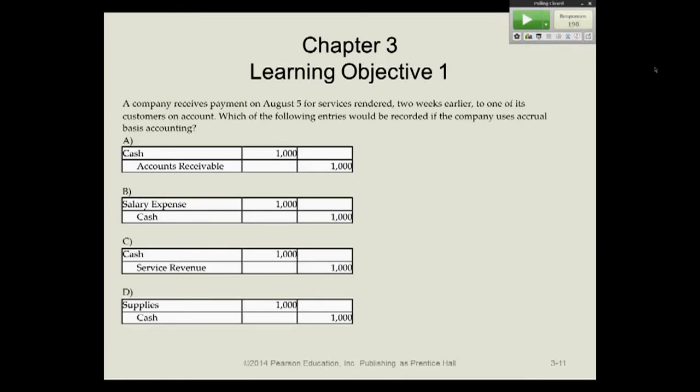It could coincide. So I think what you mean by hand in hand is that if you do work today and get paid today, then they're the same. Yeah, cash and accrual basis could be the same.